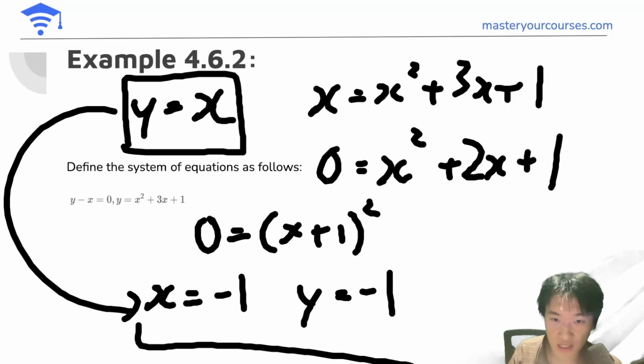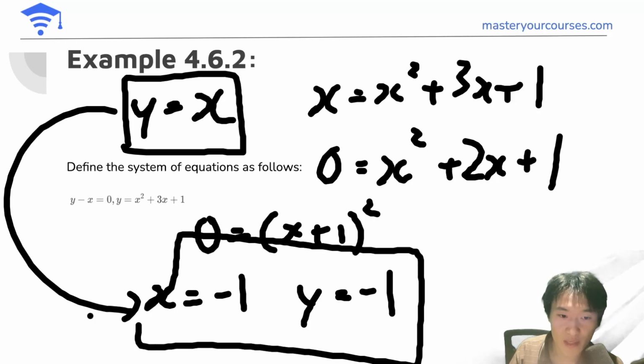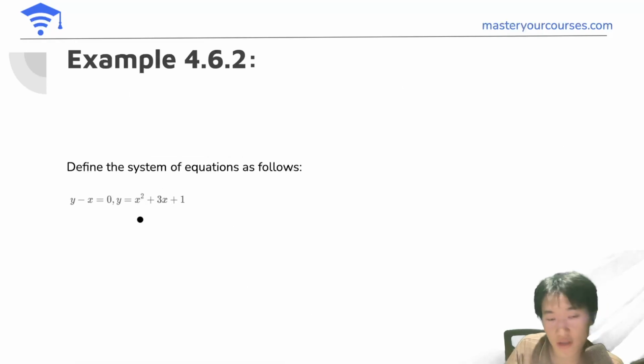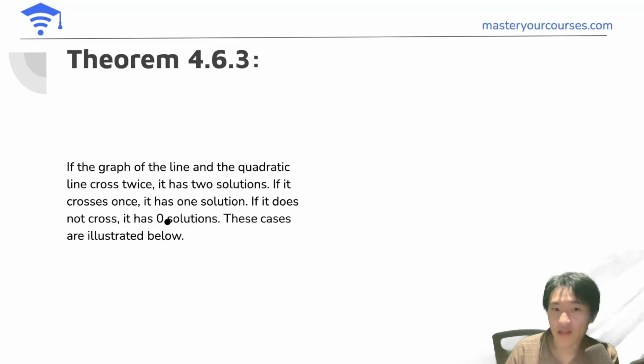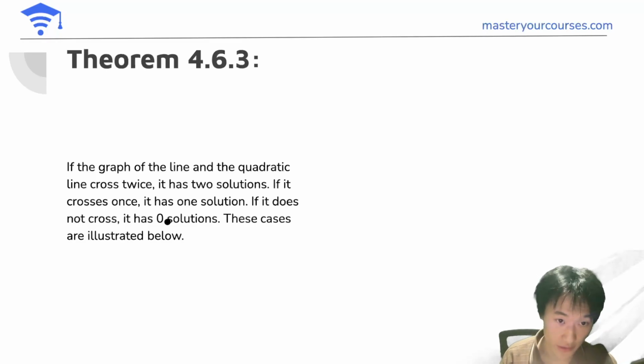And you're basically done. Now, you do want to be careful because it is a quadratic equation that you're solving. And if you know anything about quadratic equations, you might get more than one answer. In fact, you might get two. So if that's the case, then you want to make sure that both of them are valid. And we're going to look at when that is going to be the case. If the graph of the line and the quadratic cross twice, it has two solutions. If it crosses once, it has one. If it does not cross, it has 0 solutions. Let's look at the cases.